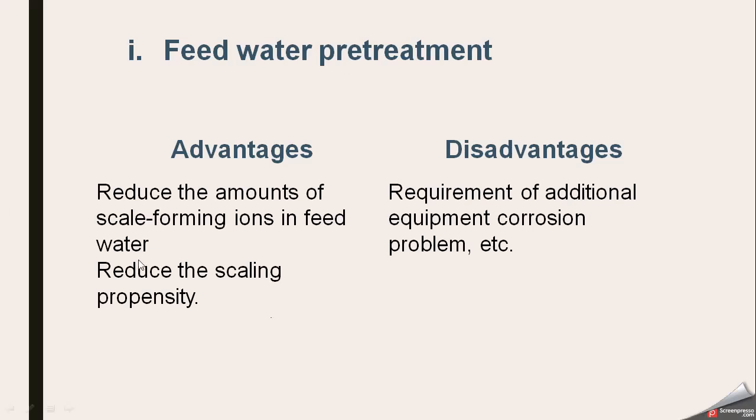So in short, what are the advantages and disadvantages of feed water pre-treatment? Advantages: it reduces the amount of scale-forming ions in feed water using a softener or pH adjustment, and reduces the scaling propensity. The disadvantage is the requirement of additional equipment, and corrosion problems may occur due to the addition of acids. So there is a separate loop for the softener or acid addition. This is a small disadvantage of feed water pre-treatment, but we have to compare it with the advantages.